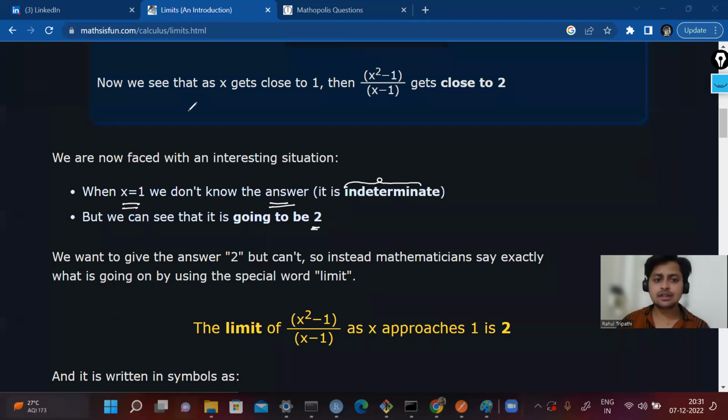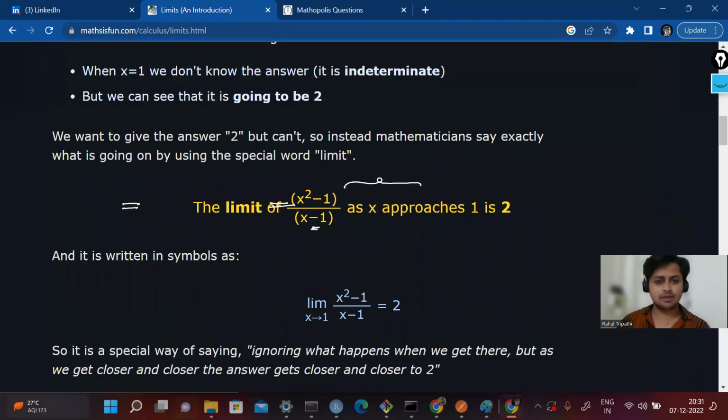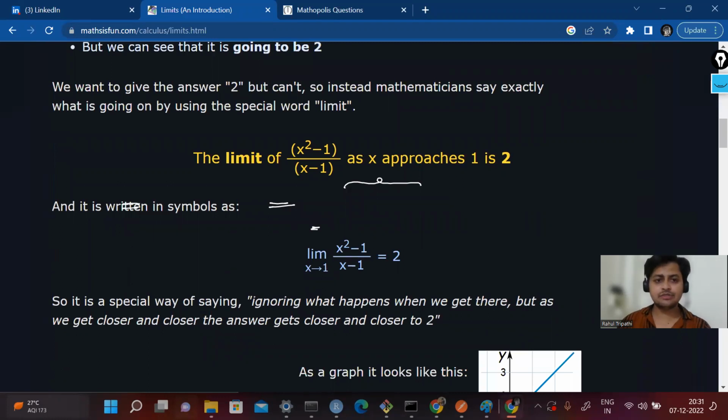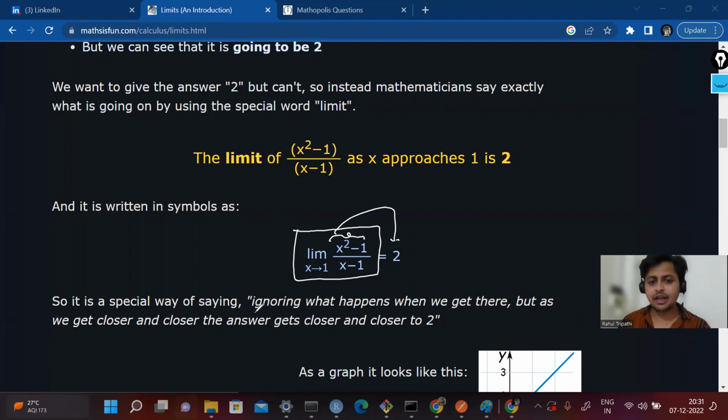So how to represent this in mathematical form? It's very simple. We are finding the limit of this function, and the value of x is approaching 1. This is not equivalent to 1. So the output of this function will be 2. We proved it. What we are saying here is, ignoring what happened when we get there, as we get closer and closer, the answer gets closer and closer to 2.